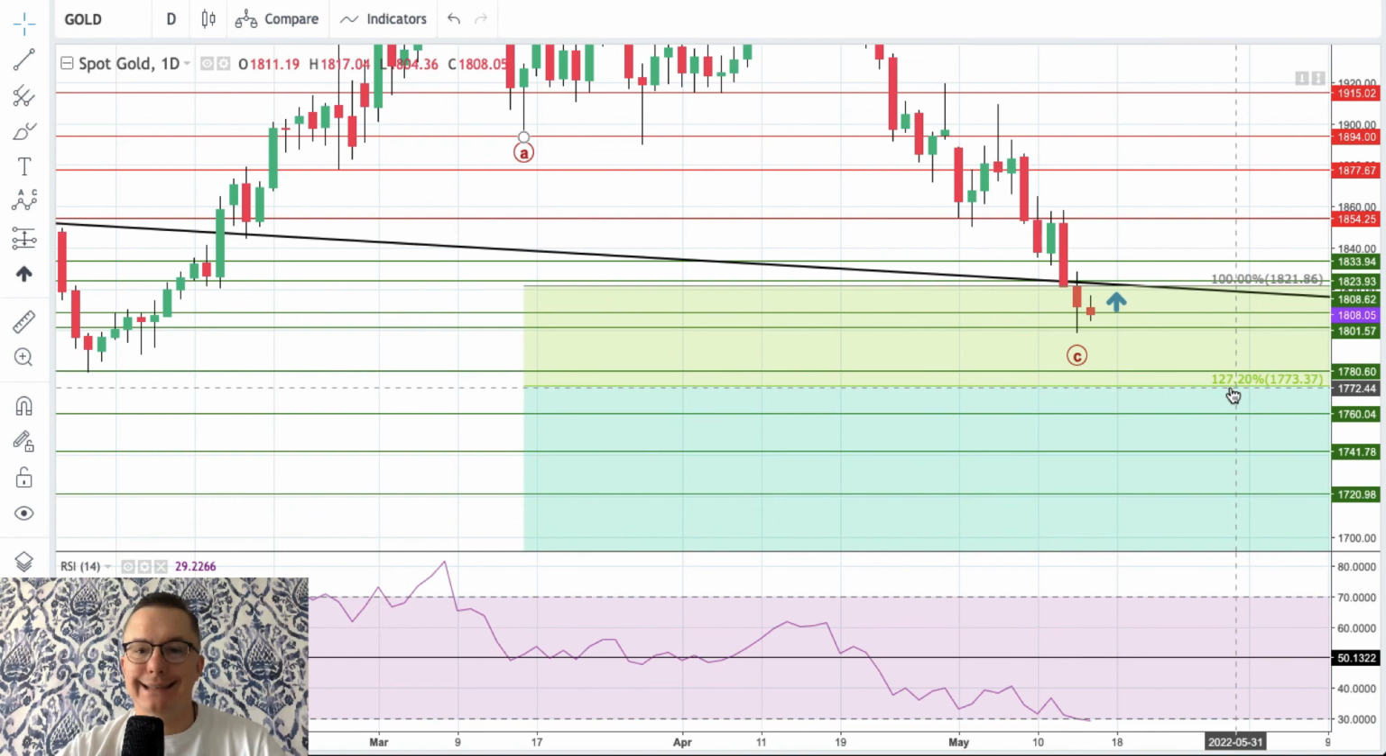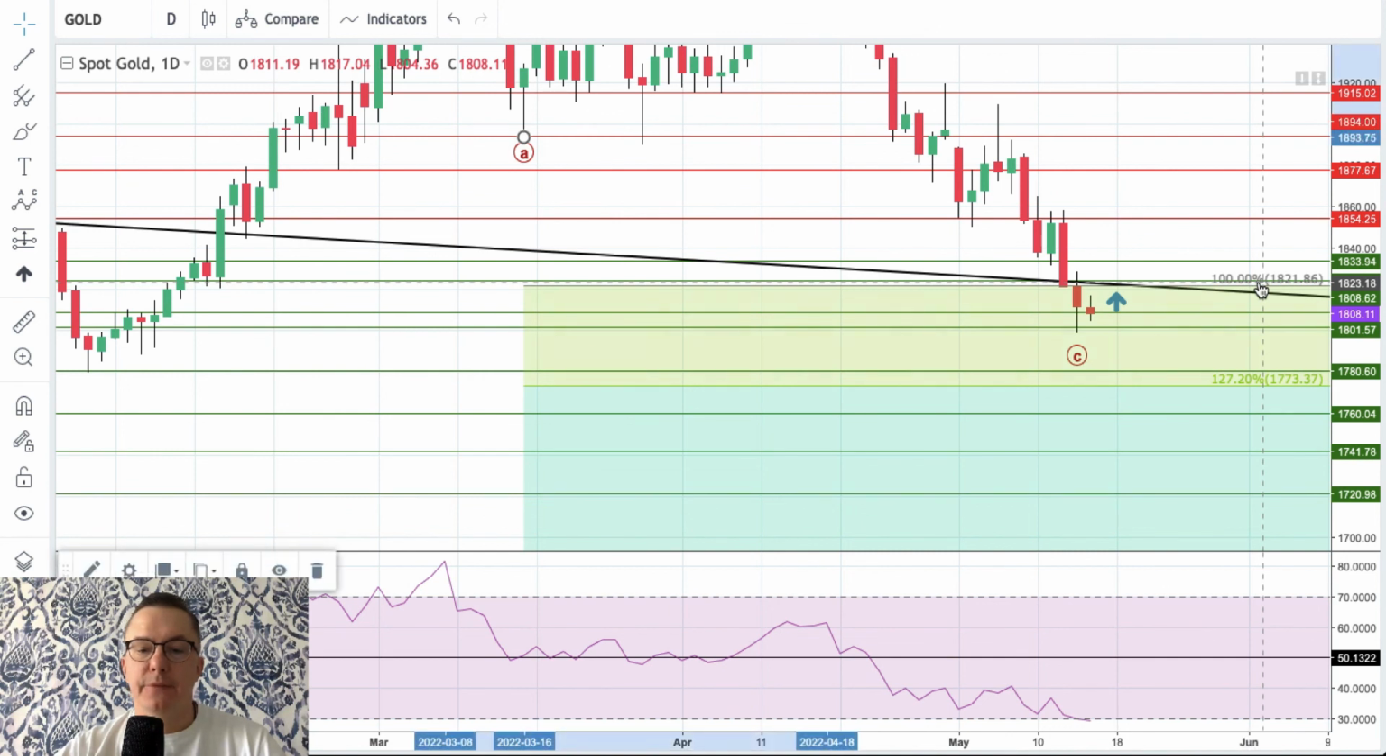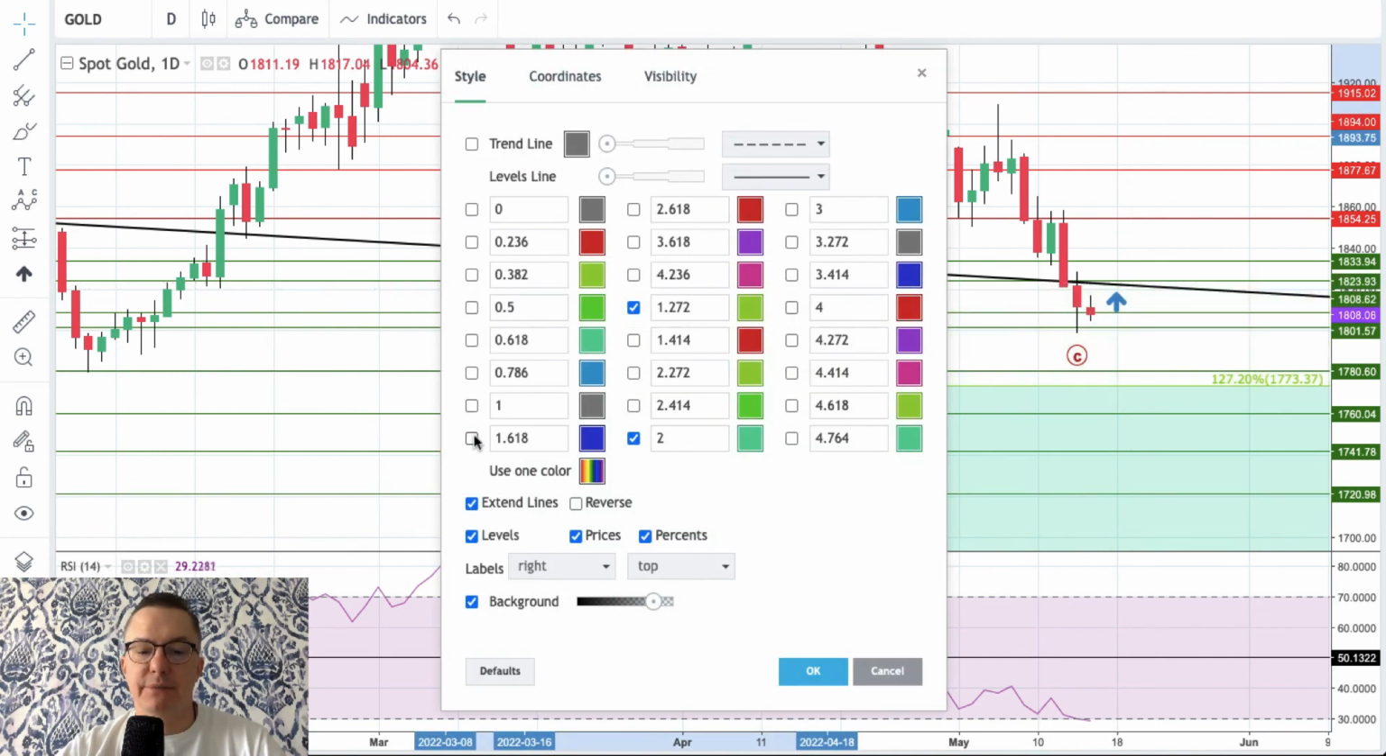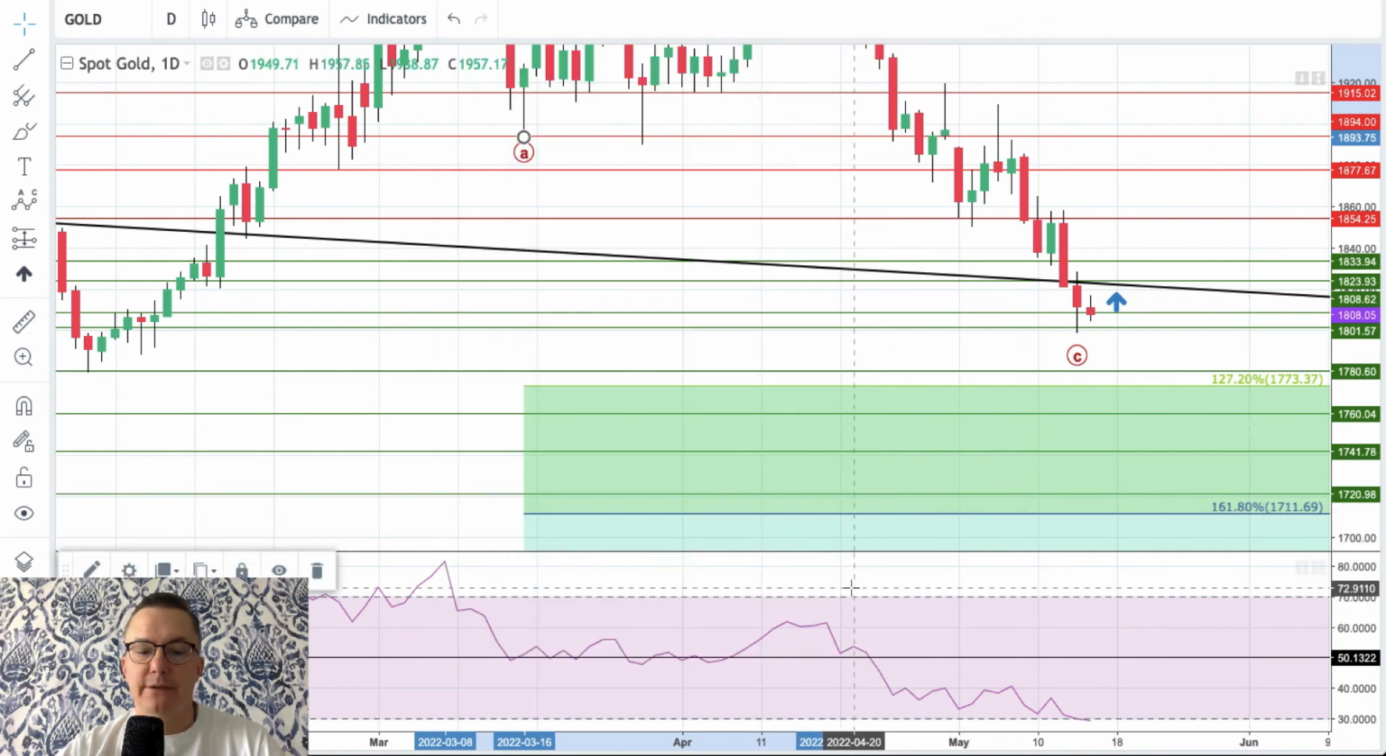If the market hits this level, then the length of the wave C would be 127% of the length of the wave A. Very nice target, very nice level for the market participants. Where is 161? There you go. 161% is somewhere around 1711.